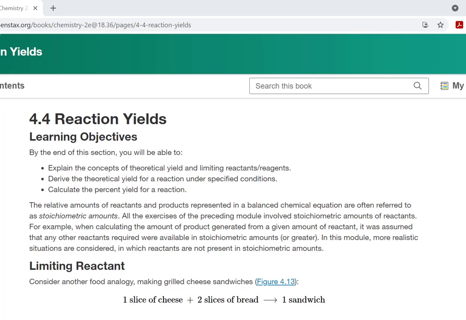Before we start, I want to just remind you that you need to have mastered the material in section 4.3 before starting section 4.4, because section 4.4 builds very strongly on the material from section 4.3, and it won't really make sense to you unless you have mastered that material.